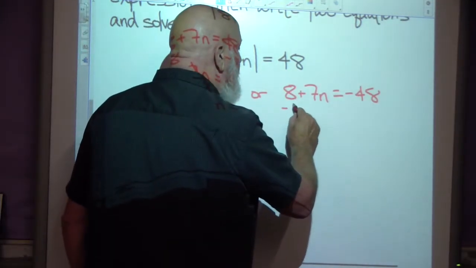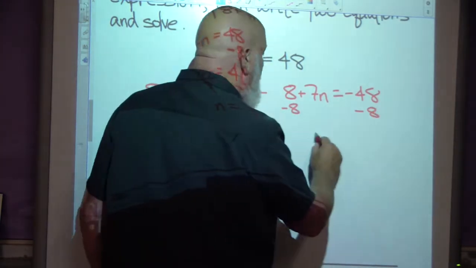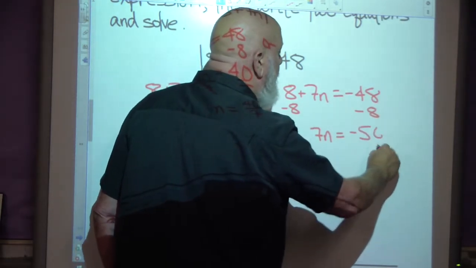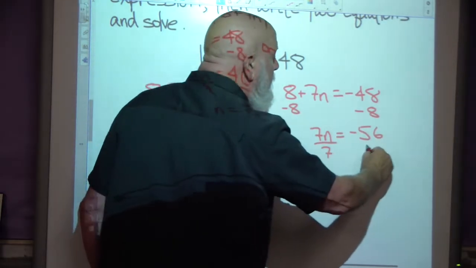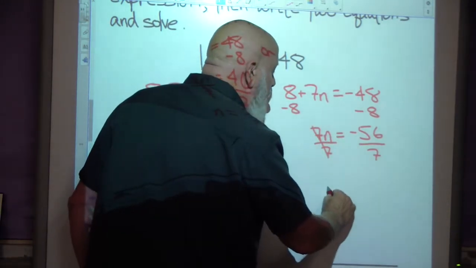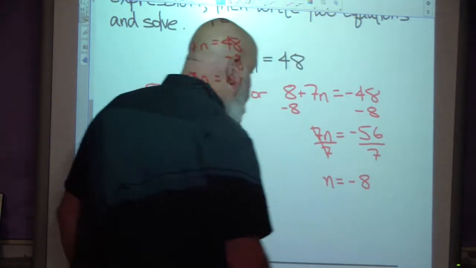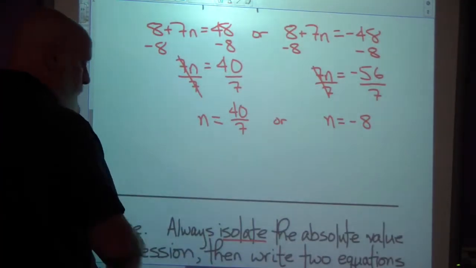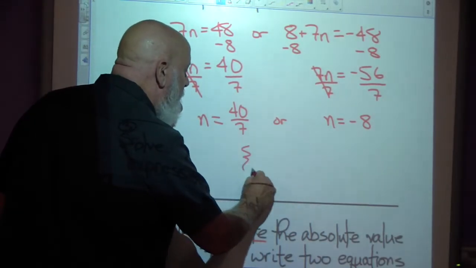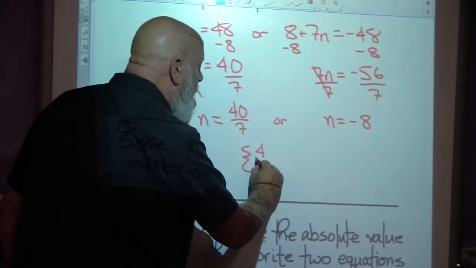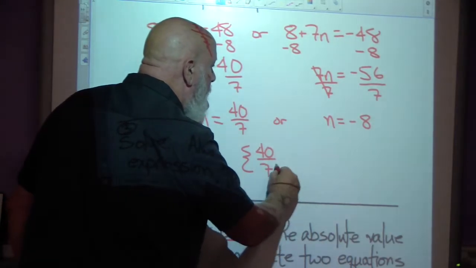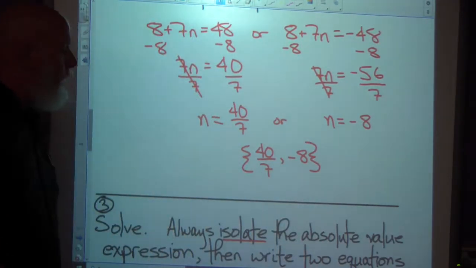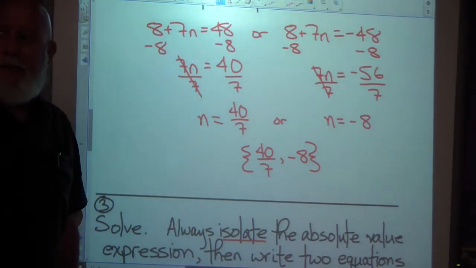Here I'm going to subtract 8 from both sides. The other equation, 7n is equal to, what is that, negative 56. Divide both sides by 7. These cancel. N is equal to negative 8. So I've got two solutions here. And I write them like this. 40 over 7, comma, negative 8 is probably how you'll see them in your multiple choice problems today, multiple choice answers. Okay.